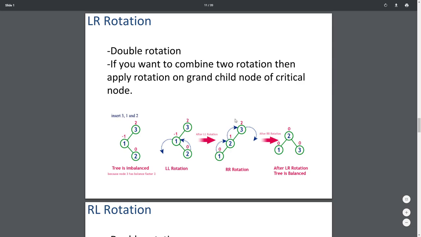If we want to combine these two rotations, then simply replace the grandchild node of the critical node with the critical node. Okay, the grandchild of the critical node, that is 2, and the critical node, this 3. So replace 2 with 3. So 2 becomes the root node of this tree, and 1 is also on the left-hand side as it is. And this 3 is greater than 2, so it moves to the right side. Okay, so if we want to combine these two rotations, then replace the grandchild node with its critical node and arrange the remaining tree as a binary search tree.